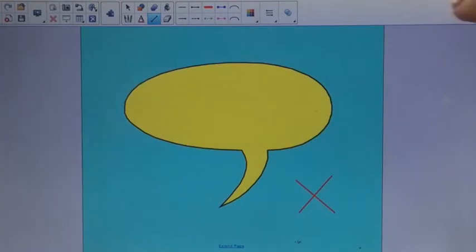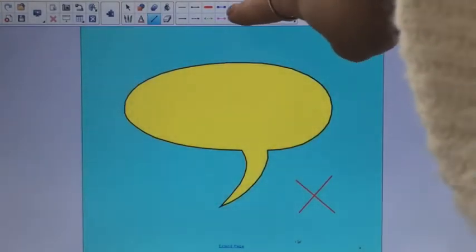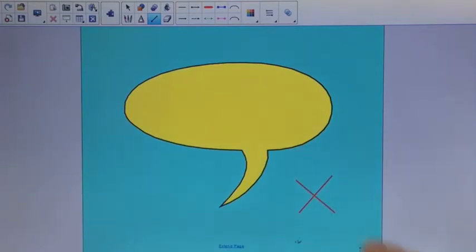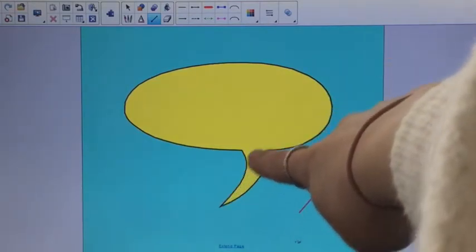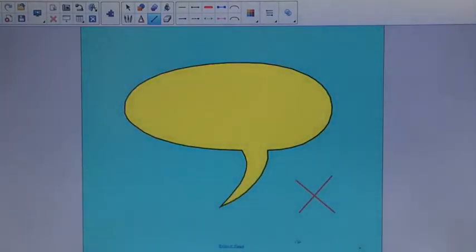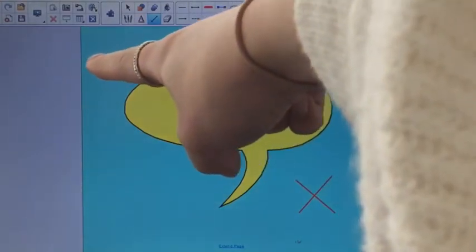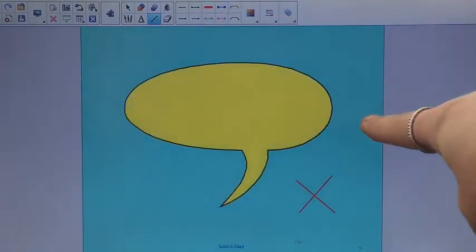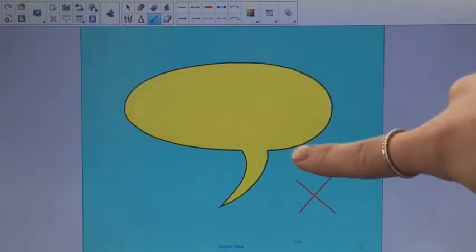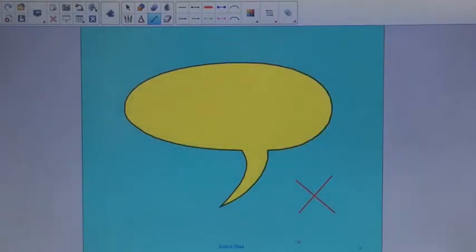Because if we draw an imaginary line of symmetry all the way down the middle there, neither side are exactly the same because we've got this shape at the bottom here that isn't mirrored on the other side. If it was, it would be symmetrical. Same for if we drew an imaginary line of symmetry across the middle from left to right. The top half and the bottom half are not the same.